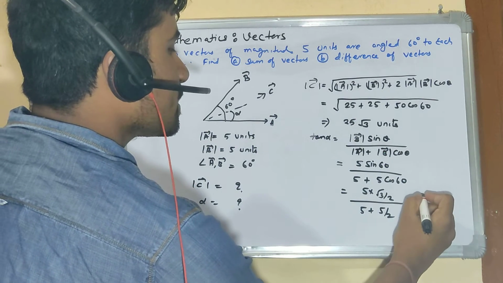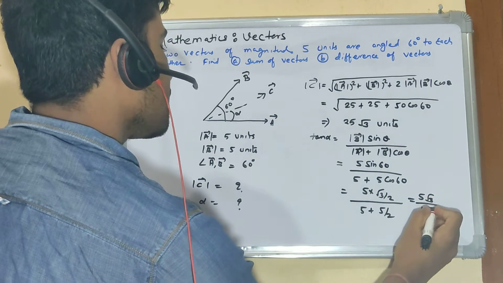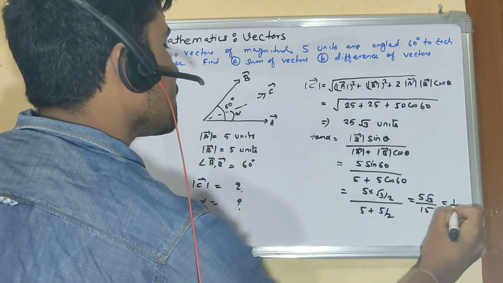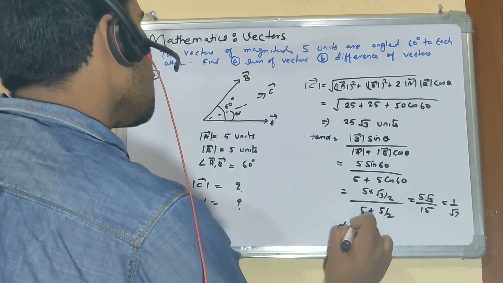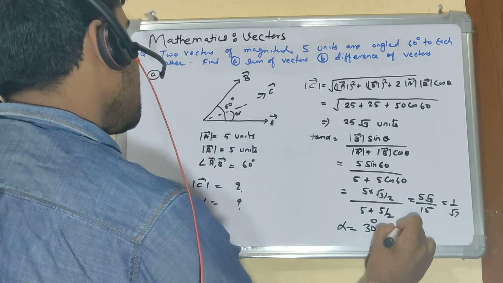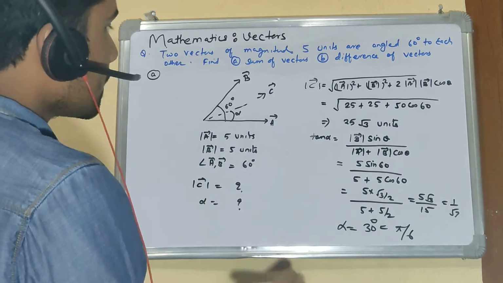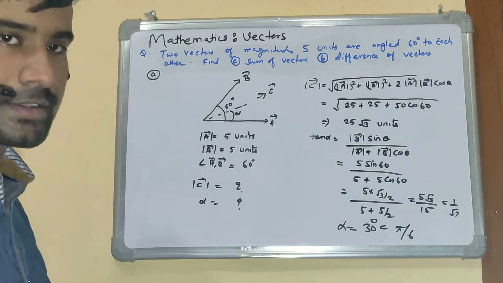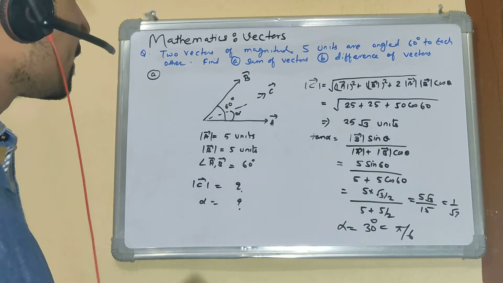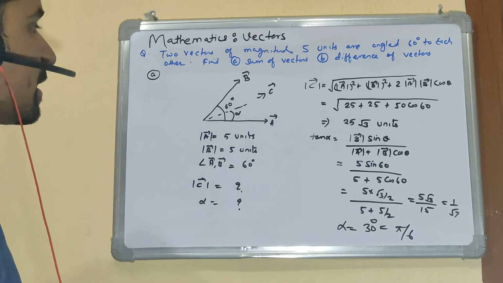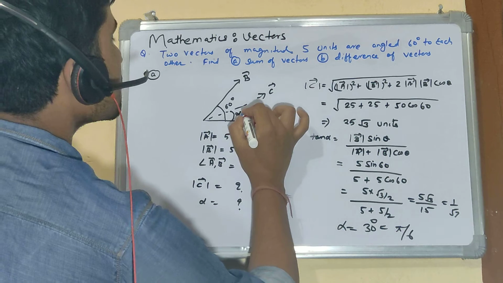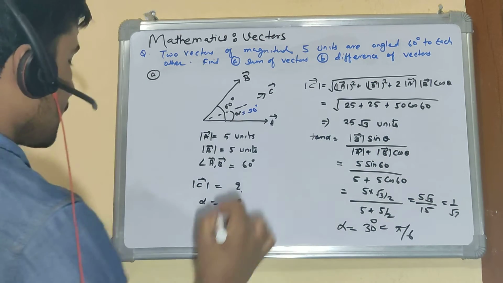So if you calculate, this is what? 5 root 3 by 15. So this is 1 by root 3. So tan alpha is 1 by root 3. So alpha is what? 30 degree or pi by 6 radians. So this alpha is nothing but 30 degree, right? So you can see that now this vector is equally inclined with a and b, 30 and 30. So this alpha we found as 30 degree, right?